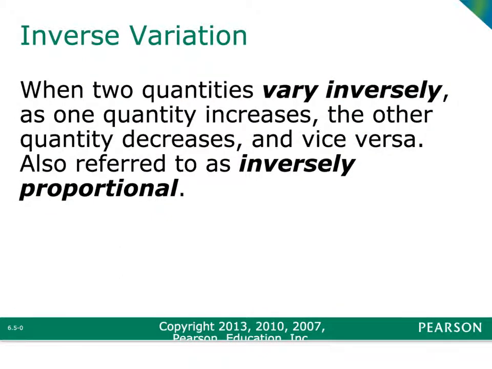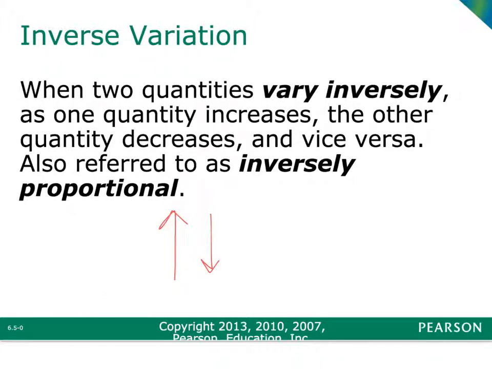The second type of variation you're going to run into is called inverse variation. In inverse variation, as one quantity goes up, the other quantity goes down. Sometimes they'll call them inversely proportional. So for example, the more I exercise, the less I weigh. Notice the quantities go in opposite directions.